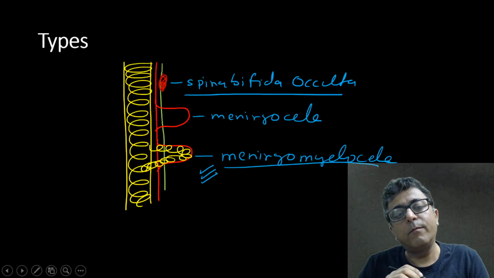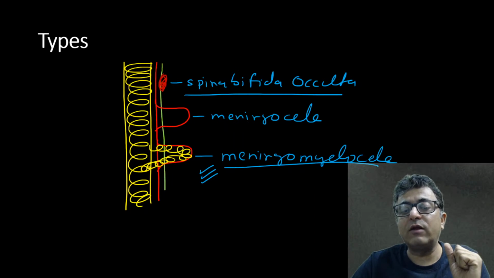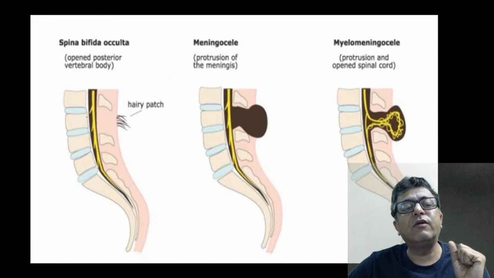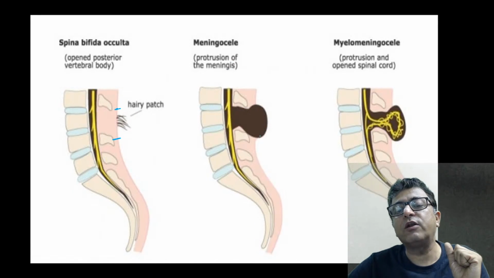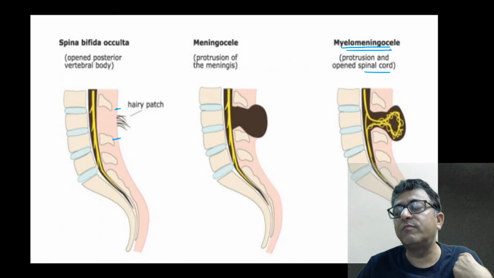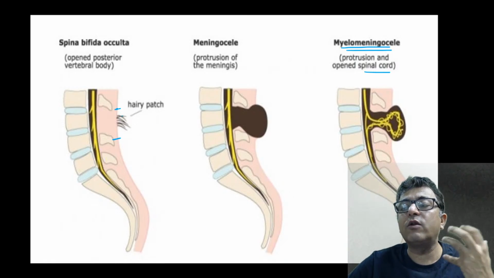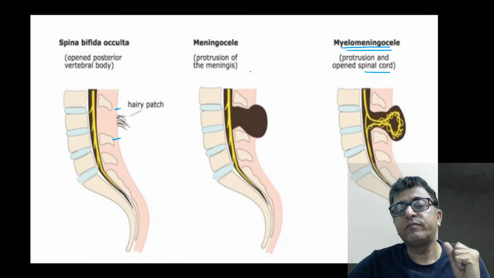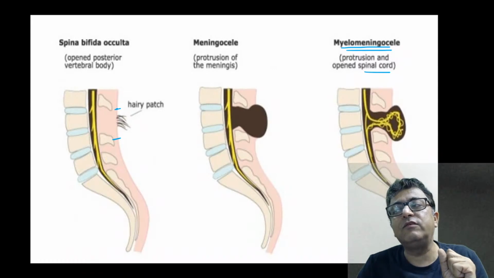Now see, in this image you can also see the defect involves only the bone. Here you can see the meninges protrude through this defect, brown, and here you see yellow, meninges as well as myelo, spinal cord both protrude through this defect. It is meningomyelocele. So when the defect involves only the bone, spina bifida occulta. If meninges protrude, meningocele. If meninges and myelo both, meningomyelocele.